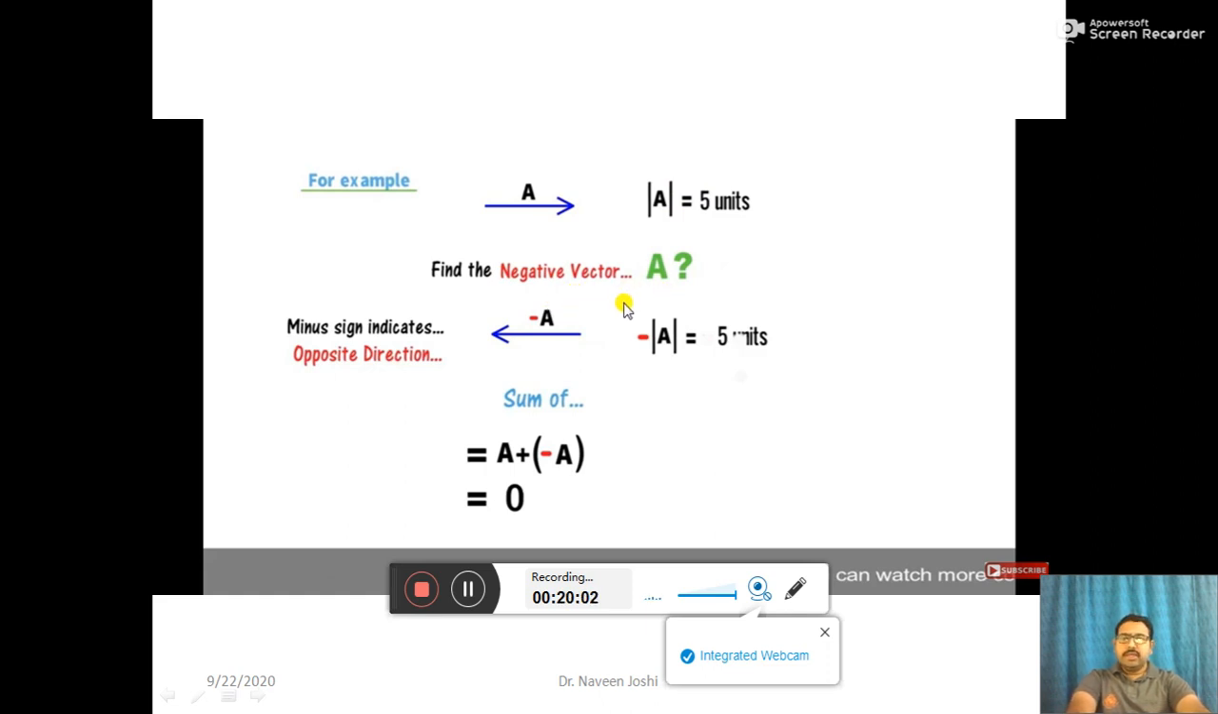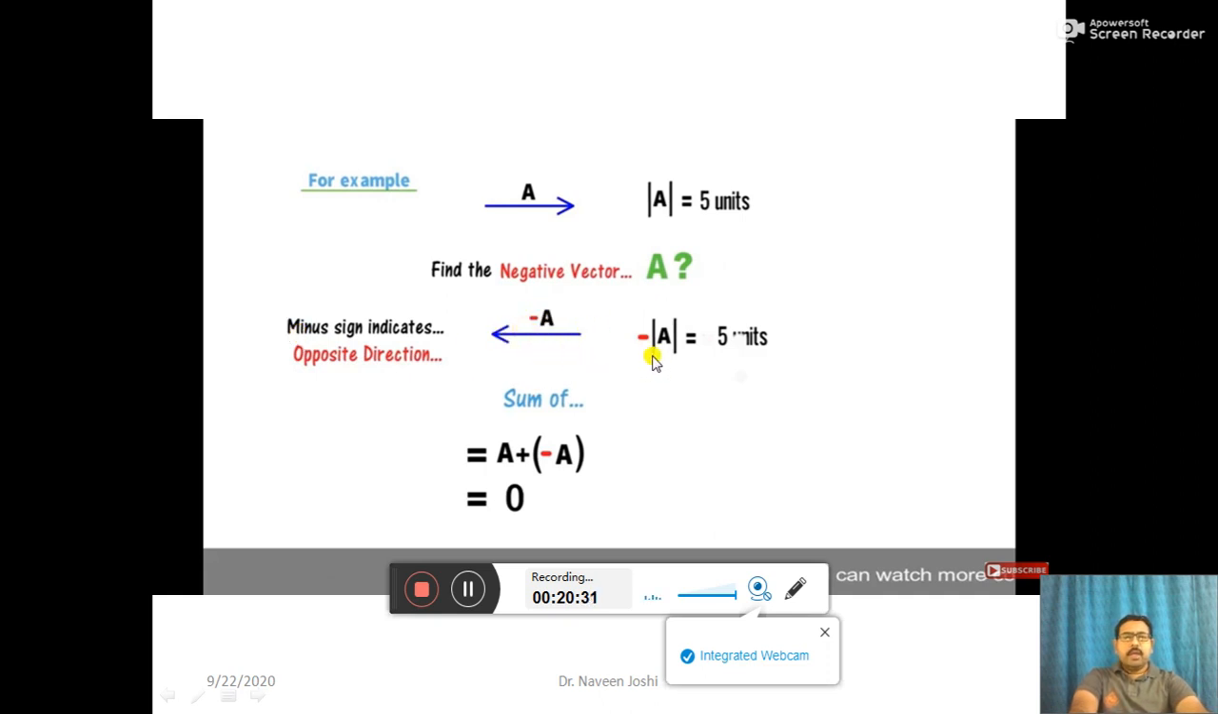Okay, so negative of A means we are just turning the head of the given direction to the opposite direction. You can see the given vector is showing the RHS direction. So we are just reversing the vector, therefore it is heading towards the LHS direction. So here the minus sign indicates the opposite direction, exactly opposite to the given vector. Okay, and the vector is denoted by minus A.